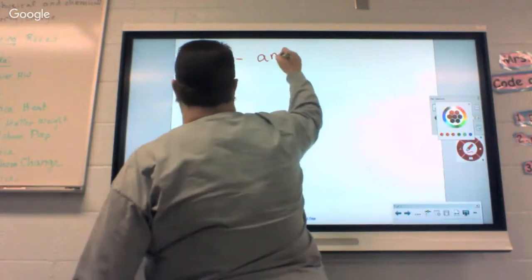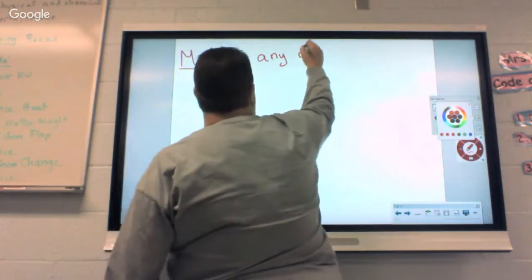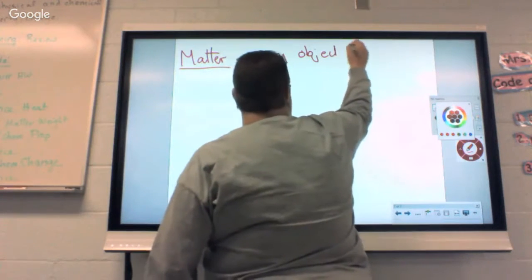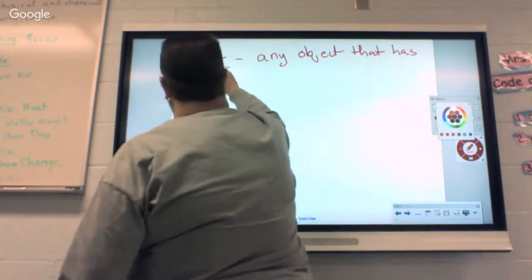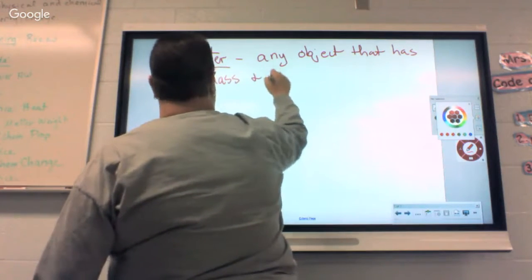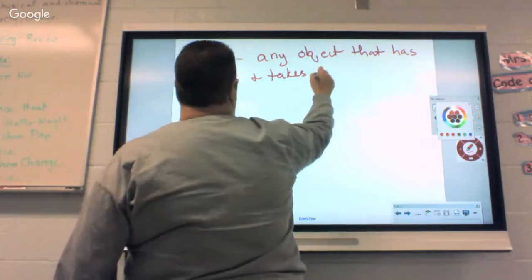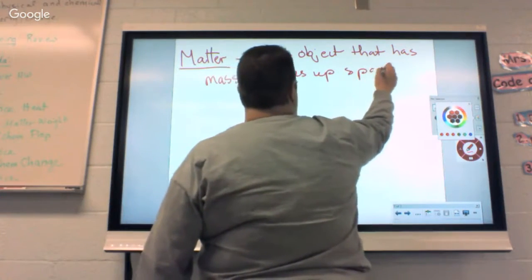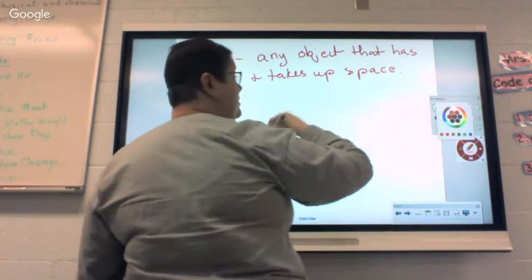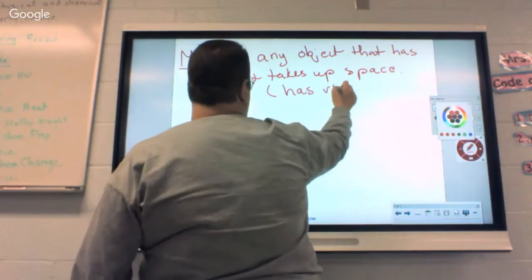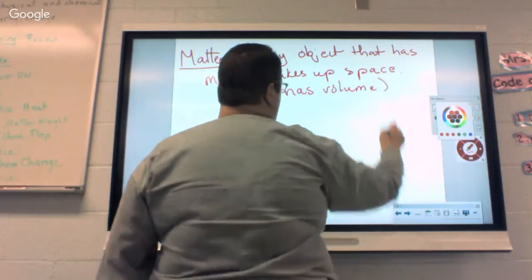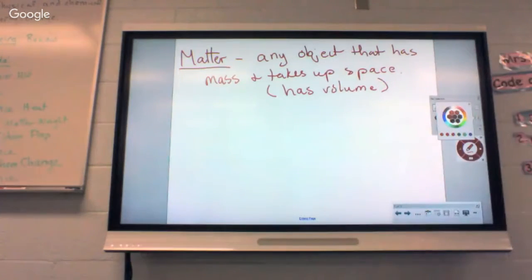You can say it either way: any object that has mass and takes up space. Now, some teachers don't teach it as takes up space. They teach it as has volume. It means the exact same thing. It just depends on which teacher you had and which way they like to say it.